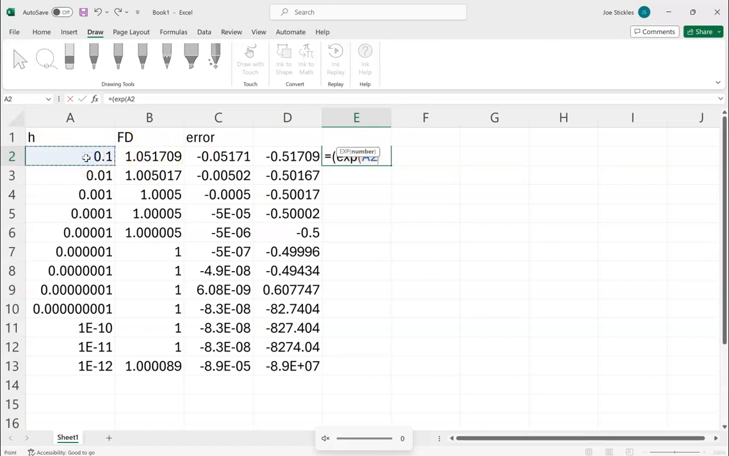Yeah, so exp of the h value, good. Yep. Okay. Yep, and I can type in negative a2.